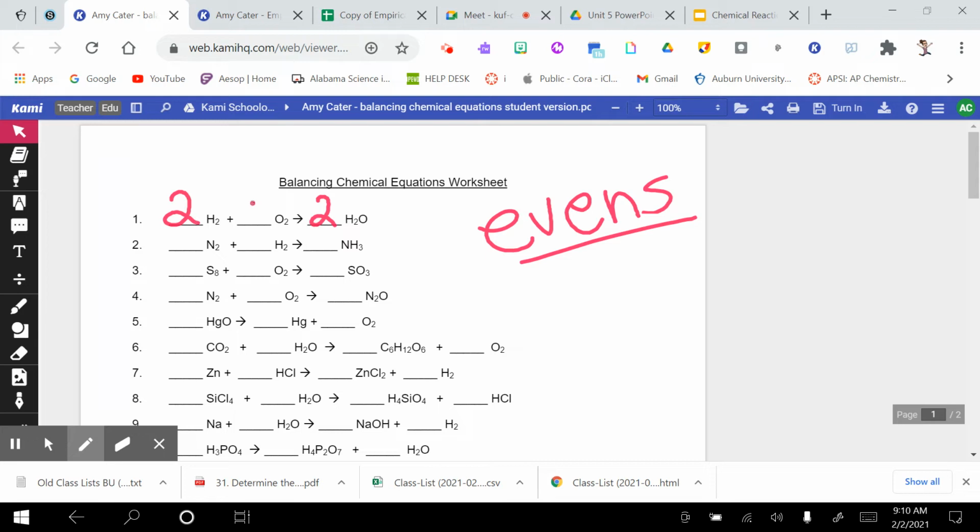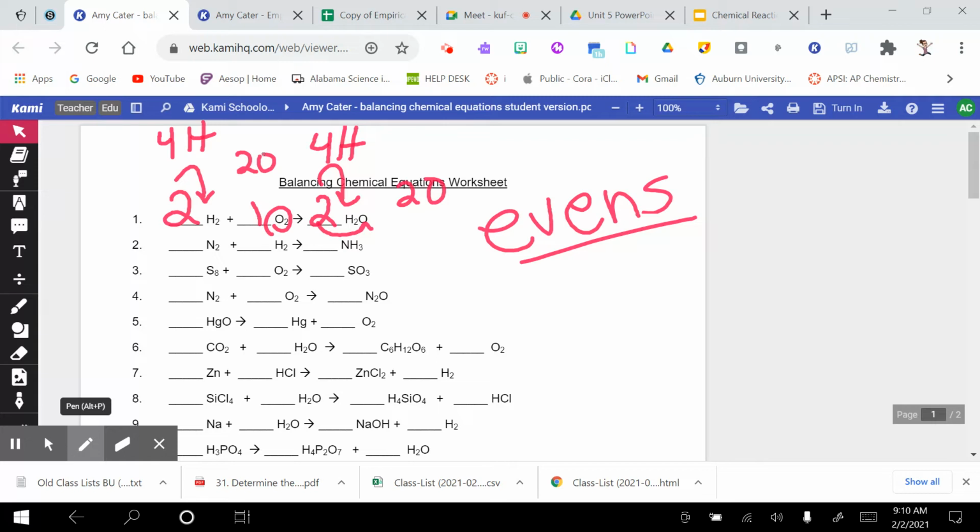If you leave it blank, that is an understood 1. You don't have to write the 1 in there. Okay? That's 4, and that's 2. So 2 times 2 is 4. We have 4 hydrogens right here, and 2 times 2 is 4, 4 hydrogens right here. I have 2 times 2 oxygens, and this is already 2 oxygens. Exactly, I got it. Yes.